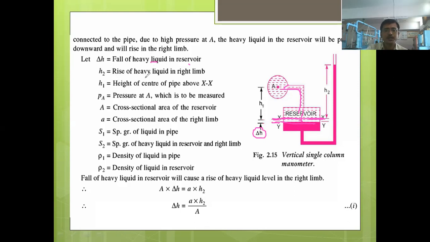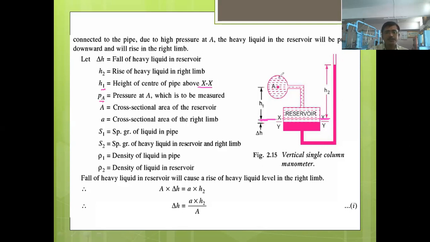What is H2? H2 is the rise of heavy liquid in the right limb. See here, this XX is the fixed position. XX doesn't vary. The center of the reservoir is fixed, while YY varies. Because of that, XX is considered as a datum. Considering this datum, H1 and H2 are measured here. You can see in the diagram, H1 is the distance from the center of the pipe to XX, and H2 is the level of mercury in the right limb from this XX. As it is a fixed value, it is taken from here. H1 is the height of the center of the pipe above XX.